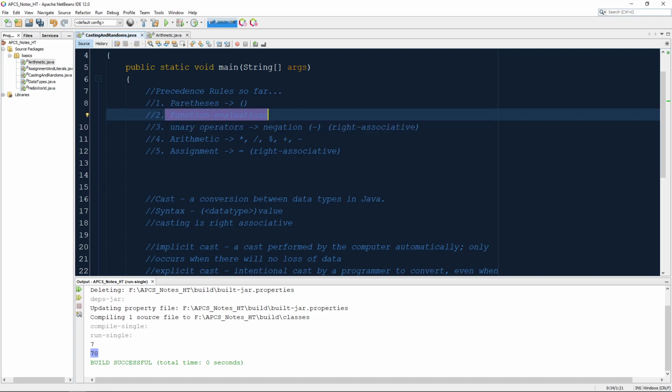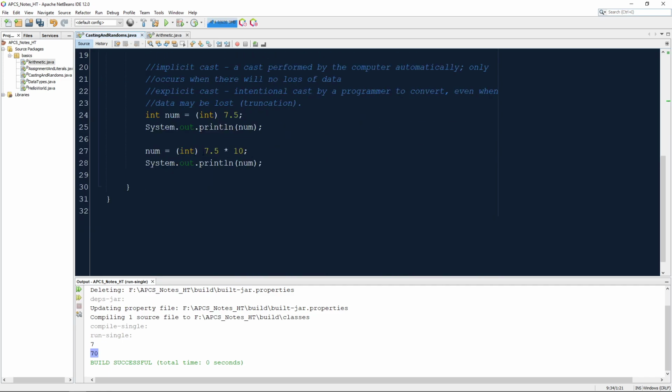Where does it belong? Does it belong above number 2? Should it be number 2? Does it belong between 2 and 3? Does it belong after 3? So let's figure that out. So let's make this.